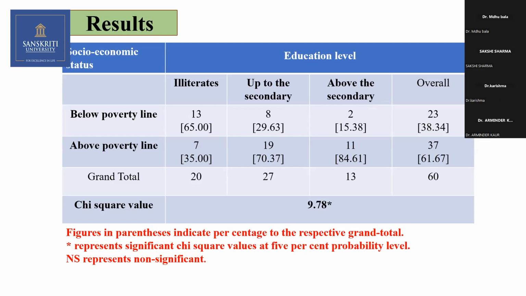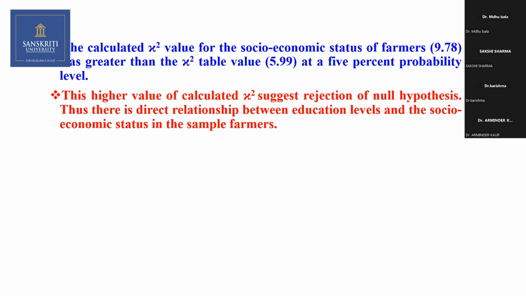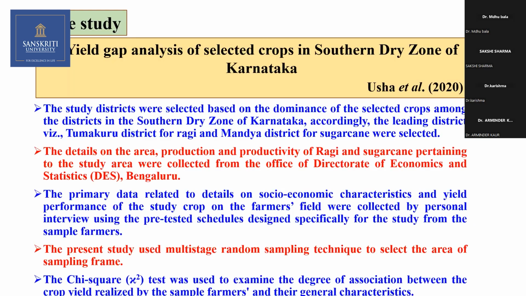Okay. Then the calculated chi-square value, which I have already explained, for the socioeconomic status of the farmers was greater than the chi-square table value, which is 5.99 at 5% probability level. This higher value of calculated chi-square suggests rejection of the null hypothesis, which I have already explained. We shall go to the next.